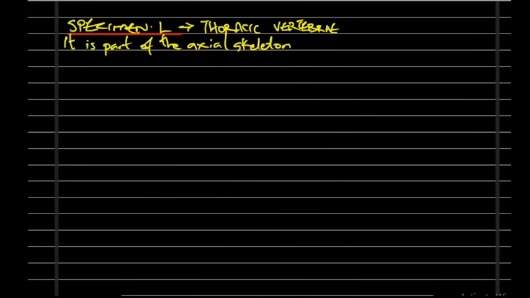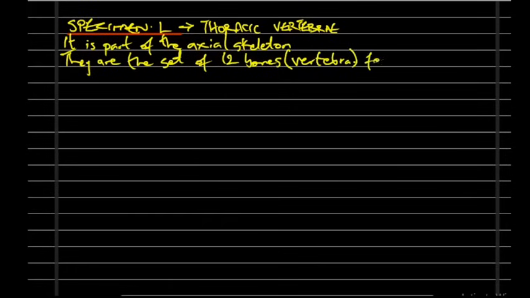And then the thoracic vertebra is a particular set of bone. We have this set of bone on the vertebral column. Now these thoracic vertebrae make up the second set of the vertebrae on the vertebral column. These are the set of 12 bones, or vertebrae, like the name implies, that are found on the backbone.